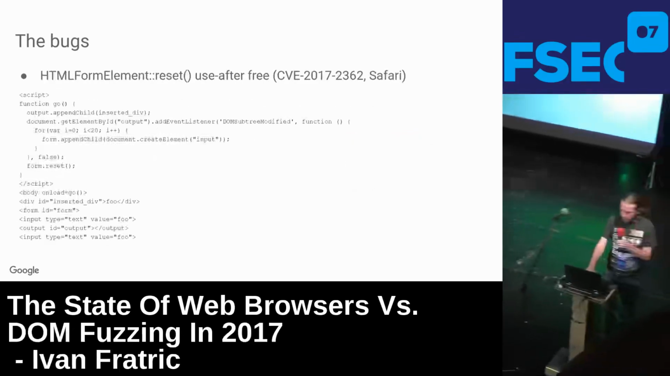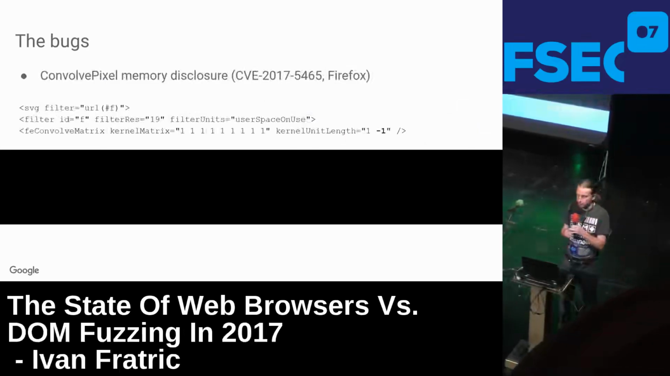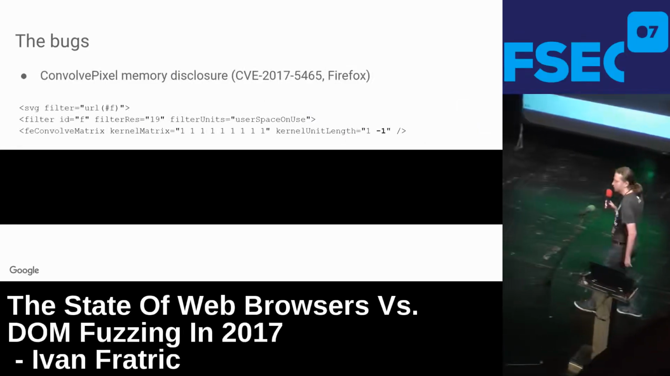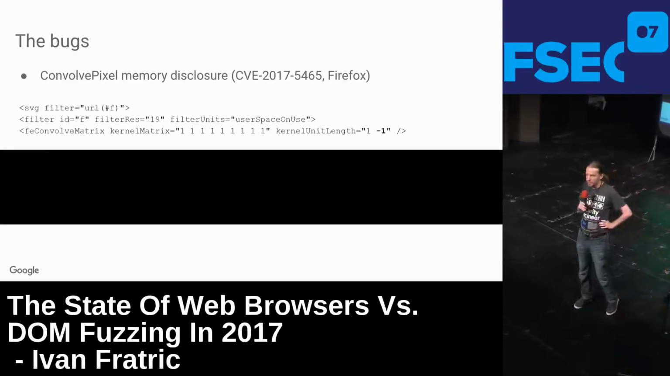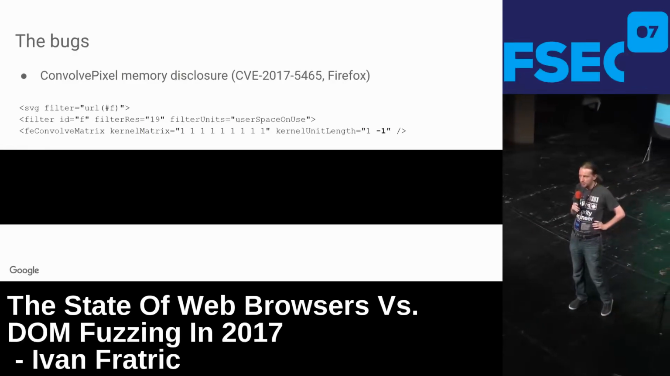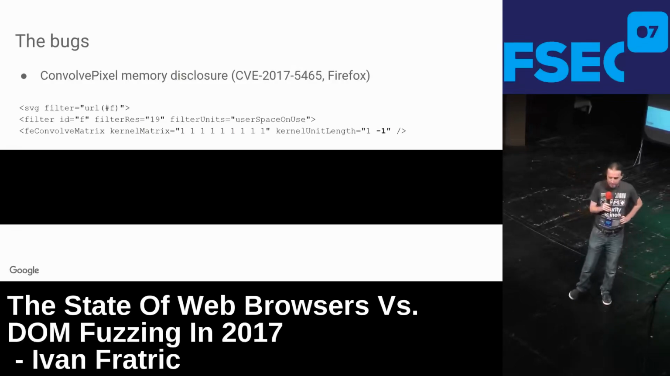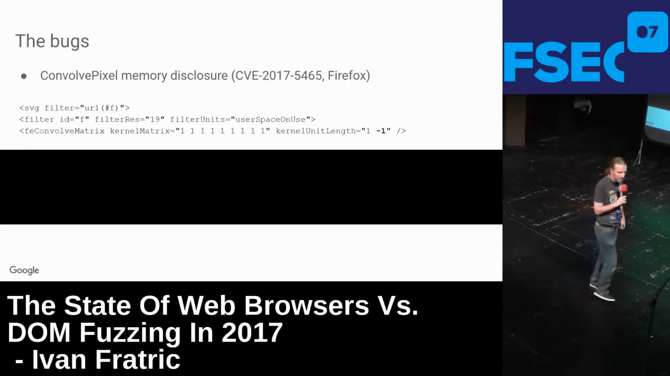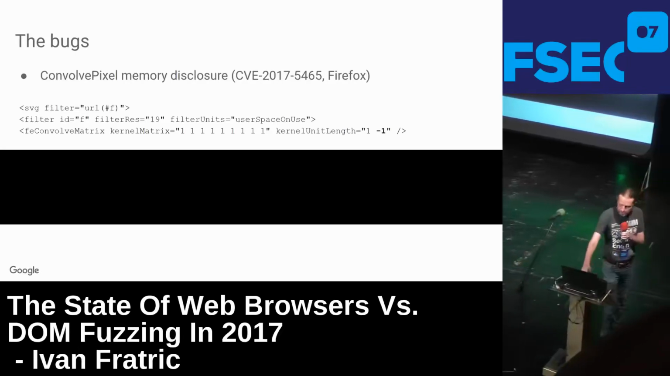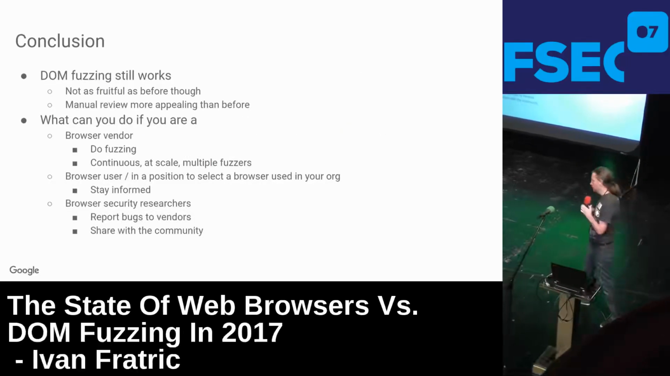And I have a bunch of other bugs here. Unfortunately, I'm running out of time, so I'm going to have to skip over them. But these are all public. You can find all of these in the Project Zero bug tracker. So if you're interested in learning more, feel free to look at them. Feel free to analyze them, see what issues they triggered. So right, let's jump to the conclusion now.